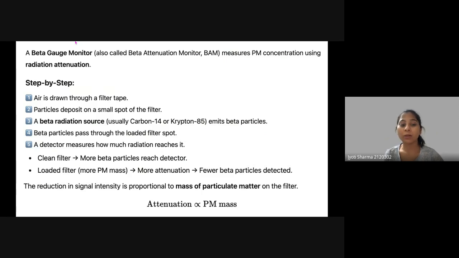Whenever you have the loaded filter, it means more particulate matter mass, more attenuation, and fewer beta particles will be detected. And whenever there is a reduction in the signal intensity, that will be proportional to the mass of particulate matter on the filter. So I think that will help you to understand the principle of beta attenuation monitor and how it can measure the concentration of particulate matter.